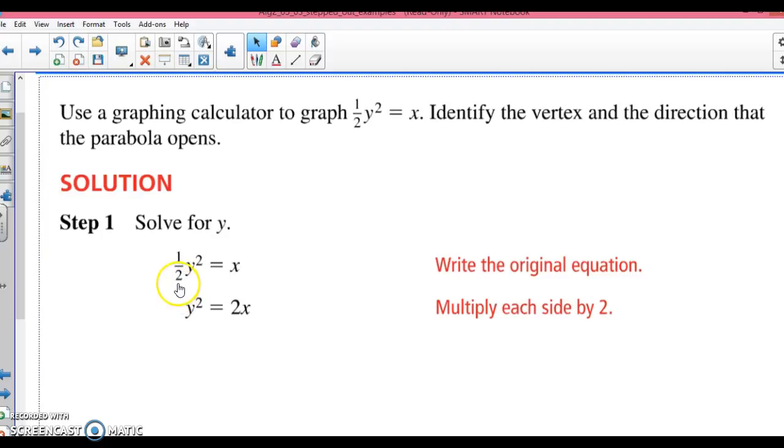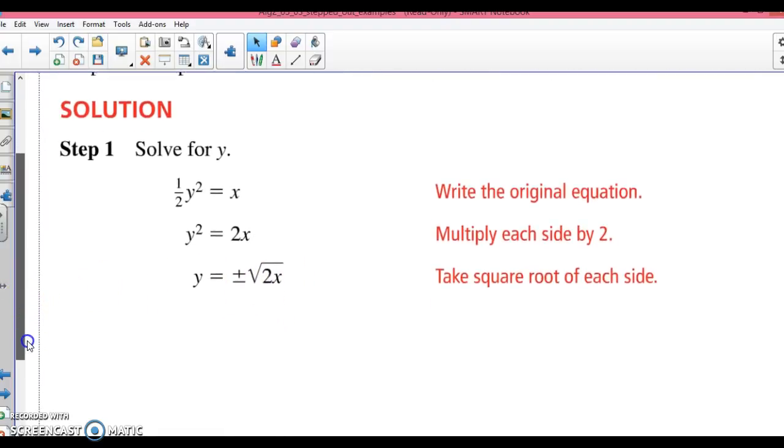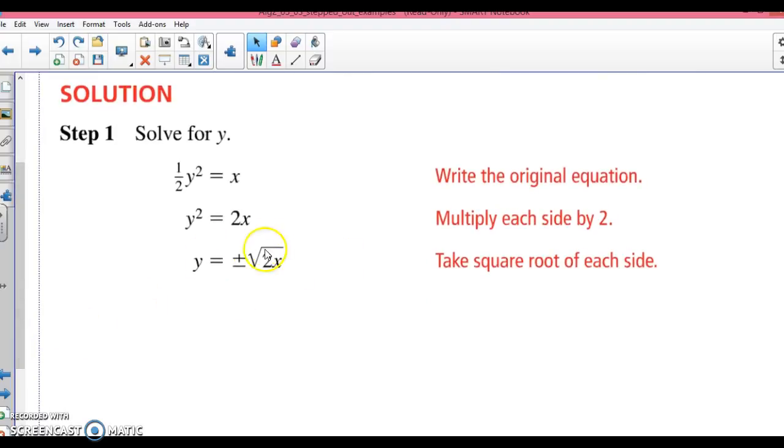So I divide by 1/2. And I know that dividing by a fraction is the same thing as multiplying by the reciprocal. So I multiply each side by 2, which gives me y squared equals 2x. And then I can go ahead and take the square root. The thing to remember when I take the square root of something to solve for it is the plus or minus. This is something I always have to have when I take the square root of something. Okay? So then I go ahead and graph both radical functions.